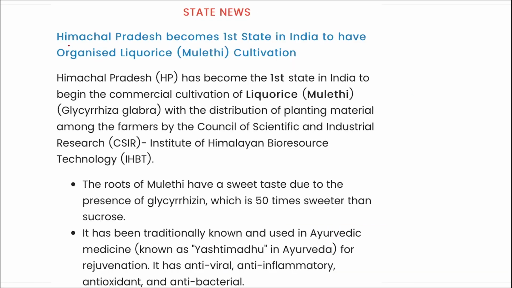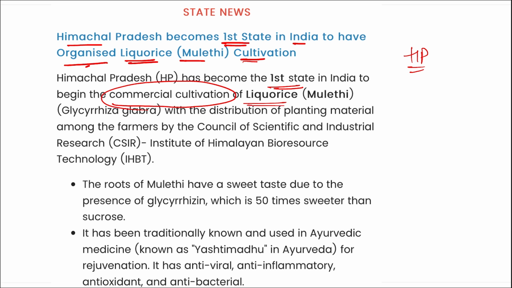Next, Himachal Pradesh became the first state in India to have organized licorice, that is mulethi cultivation. Remember, it is Himachal Pradesh that became the first state in India to begin the commercial cultivation of licorice, that is mulethi, with the distribution of planting material among the farmers by CSIR IHBT. This is an arm of CSIR, that is Institute of Himalayan Bioresource Technology.